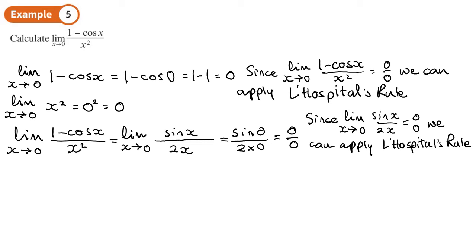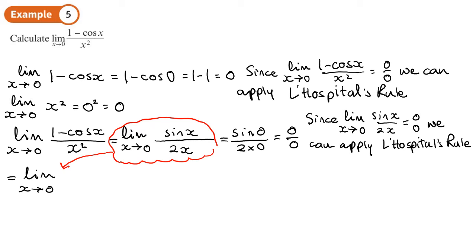Okay, so the question now becomes the limit of these second derivatives. So we're now going to differentiate the top and the bottom of this. So this is what's going to end up down here. So sine x differentiated becomes cos x, and 2x differentiated just becomes 2. So the limit as x tends to 0 will be cos 0 over 2.